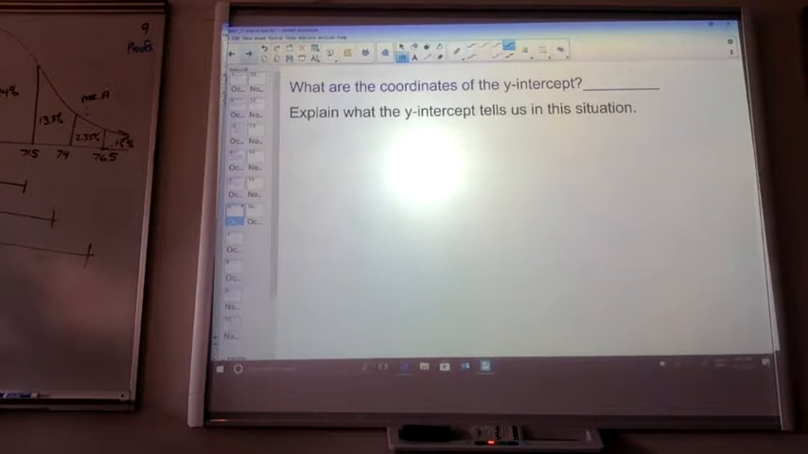What are the coordinates of the y-intercept? What was the equation we wrote? Y equals 2x plus 32. So what is the y-intercept? 32 days. Careful. 32. What's the y-intercept always? A point.